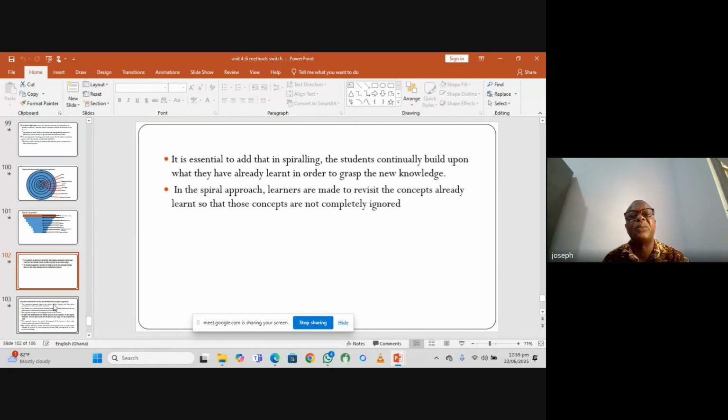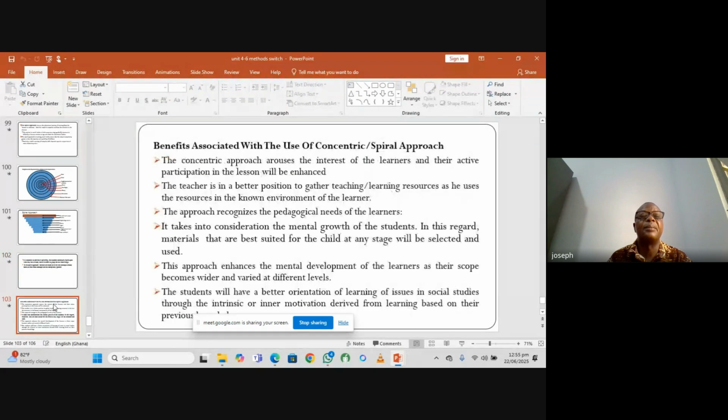It is essential to add that in spiraling, the students continually build upon what they have already learned in order to grasp new knowledge. In the spiral approach, learners are made to revisit the concepts already learned so that those concepts are not completely ignored. They build on it as they move along. Benefits associated with both concentric and the spiral approaches.